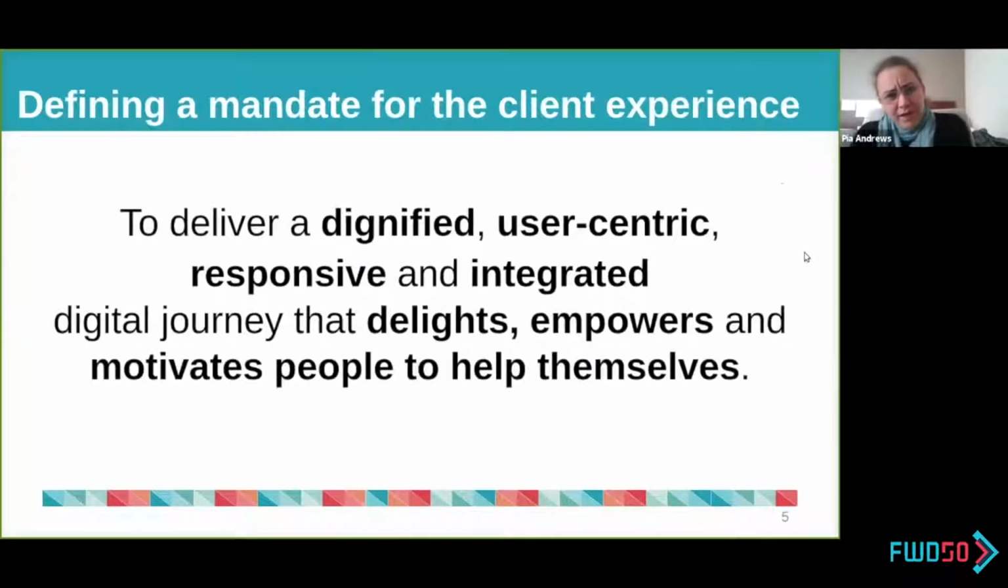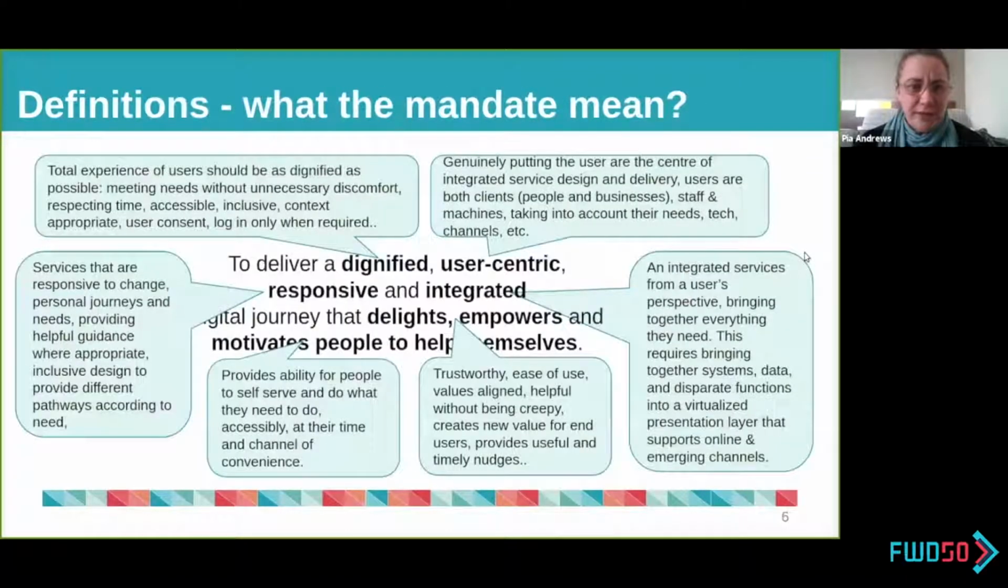So our goal, our mandate for delivering a fabulous client experience and user experience, is to deliver a dignified, user-centric, responsive, and integrated digital journey, sorry to read off, that delights, empowers, and motivates people to help themselves. So that sounds like a lot of fancy words, so let's have a quick breakdown. I do encourage you to go and check out the details of this deck afterwards. Don't feel you have to try to absorb it all in this conversation, but these words are all very important and very purposeful, and went through a lot of debate before we finalized this mandate.